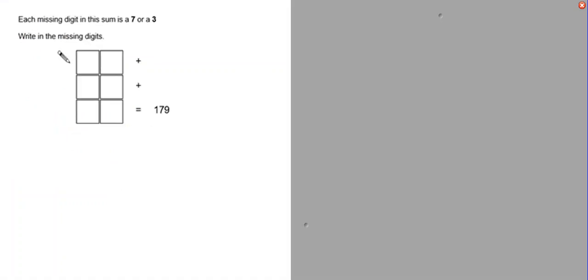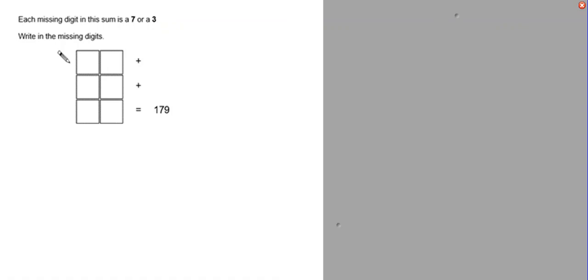Let's move on. So here, each missing digit in this sum is a 7 or a 3. So that means in each of these here, you've got to have a 7 or a 3. So you need to write in the missing digits. I would work this out as in column addition. So you need 3 digits here that would add up to give you a number ending in a 9. Once you've managed that, it should be easier from there. Pause the video now and have a go.